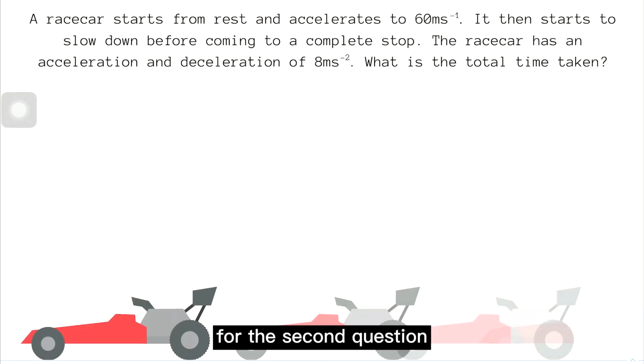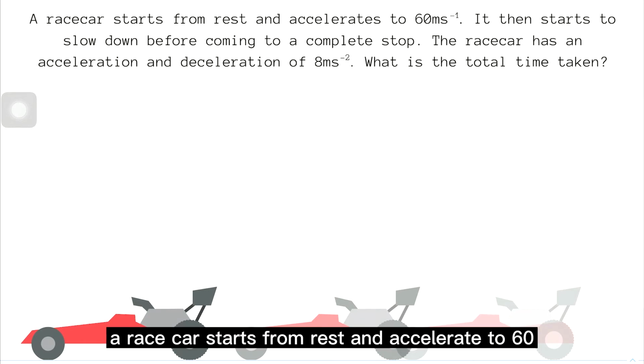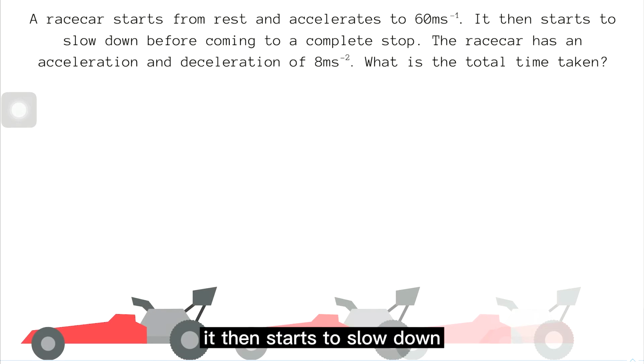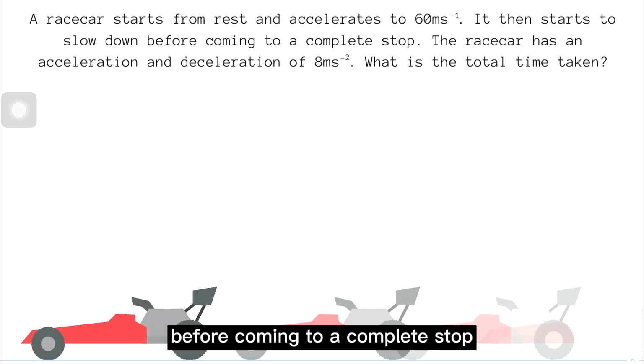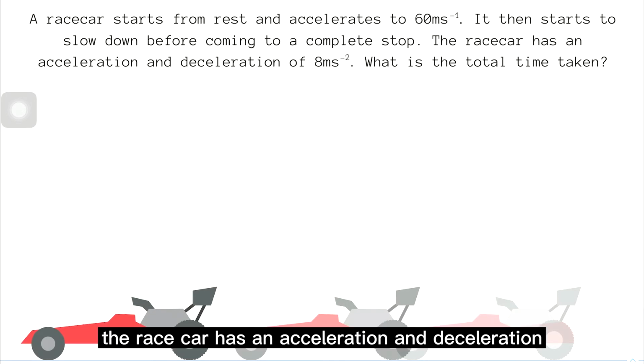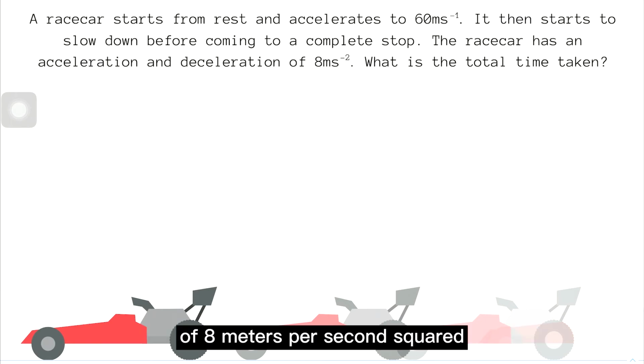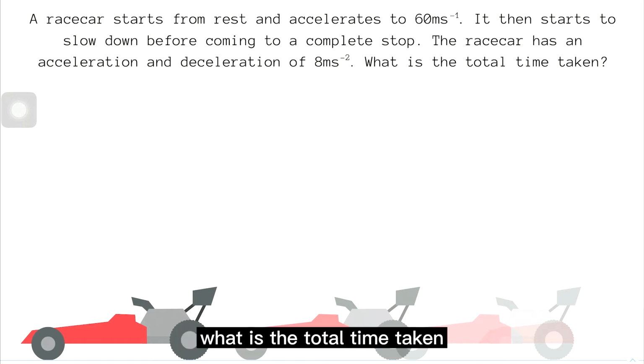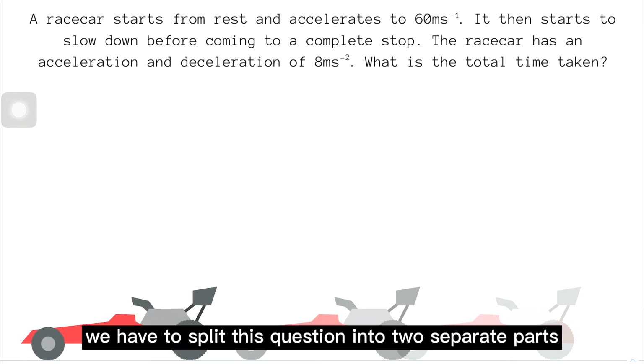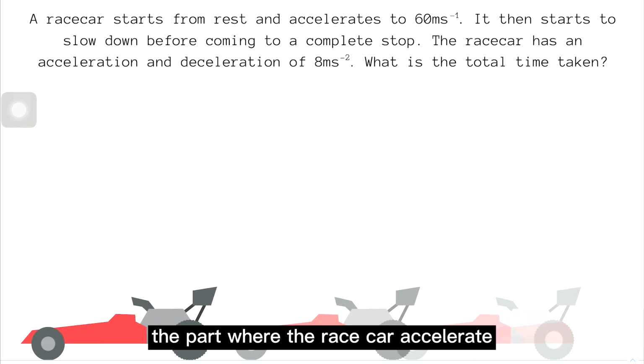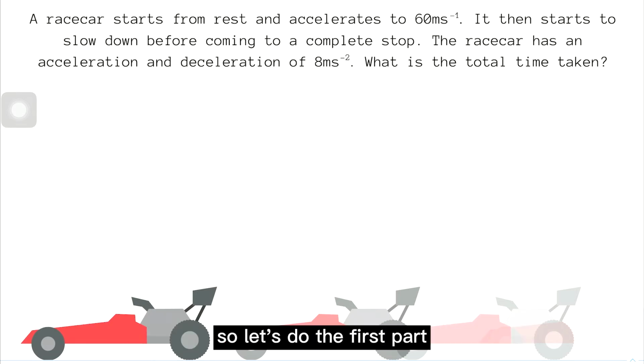For the second question, a race car starts from rest and accelerates to 60 meters per second. It then starts to slow down before coming to a complete stop. The race car has an acceleration and deceleration of 8 meters per second squared. What is the total time taken? So, we have to split this question into 2 separate parts: the part where the race car accelerates and the part where the race car goes to a stop. So let's do the first part.